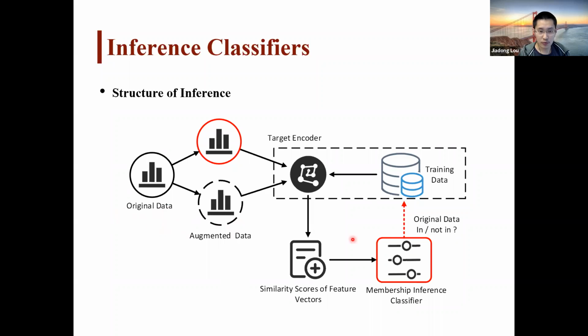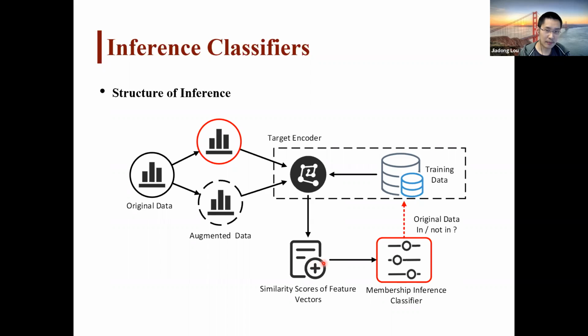For the original input, whether it is in the training data set for the target encoder. So the membership inference task is based on the membership features. In this paper, they generate the features of an input based on the similarity scores between the feature vectors of the input's augmented versions produced by this target encoder.